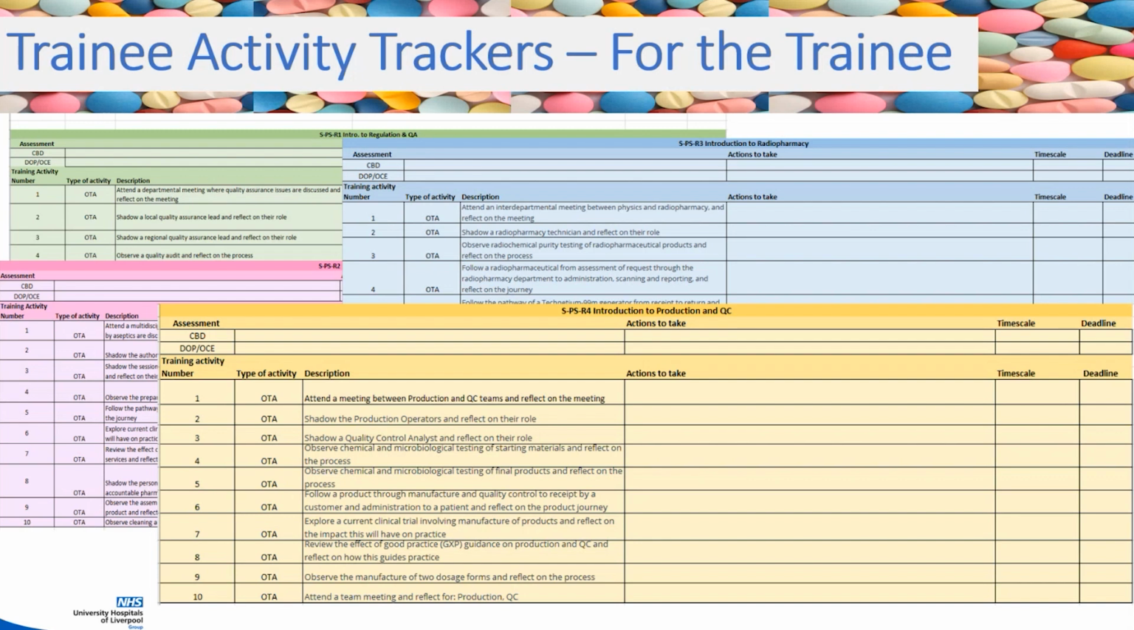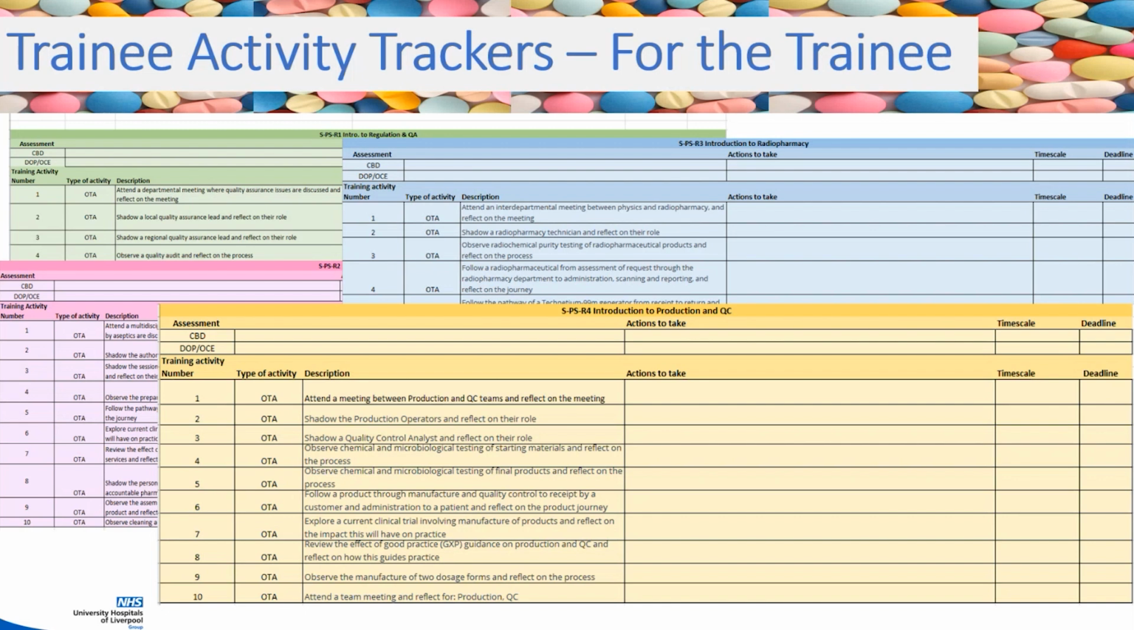Now, what you do find is trainees, and it's probably the same across all specialisms, will come, they'll start in their new positions, and they will probably create their own Excel spreadsheet where they are tracking their own activities, if you like. So what we've done is we developed one for pharmaceutical science. It's all color coded in terms of the different rotations and the different modules.